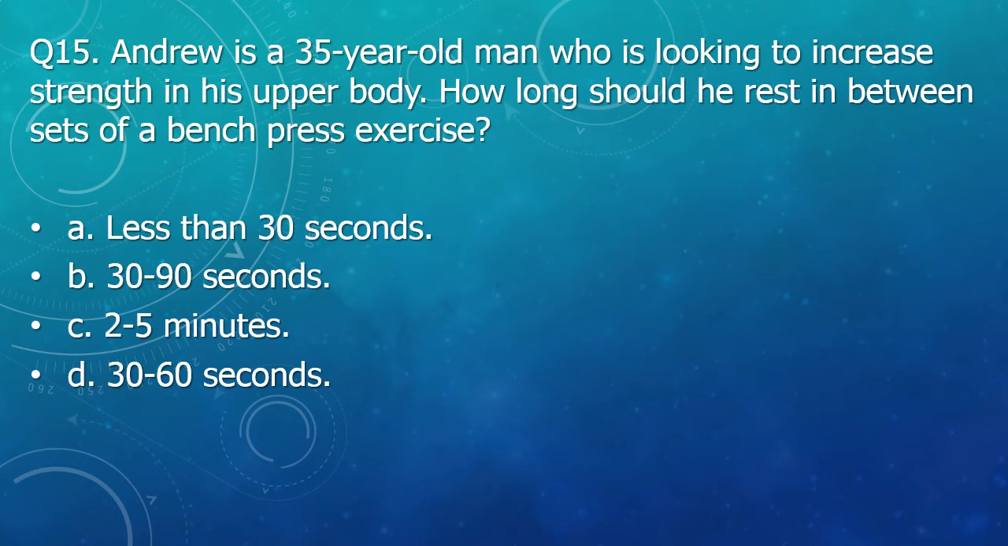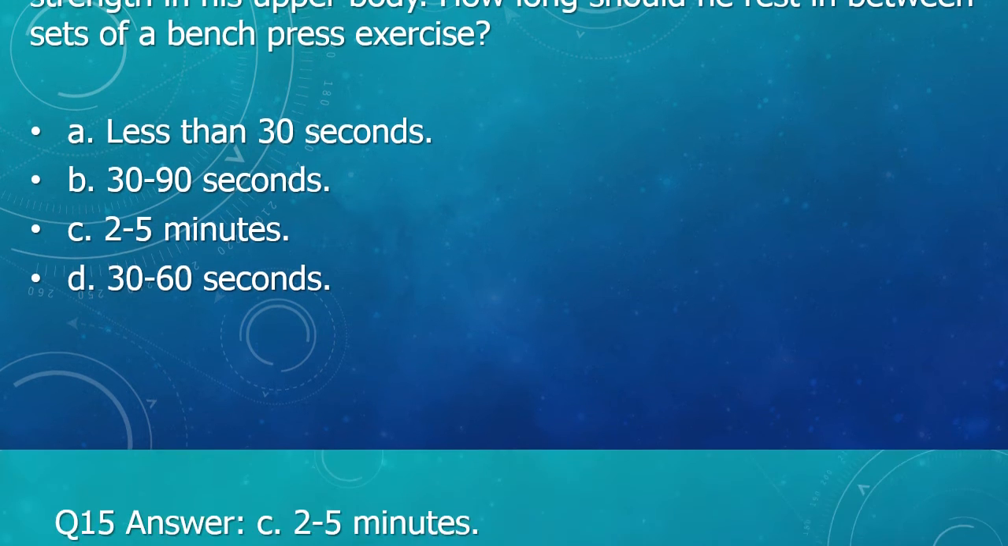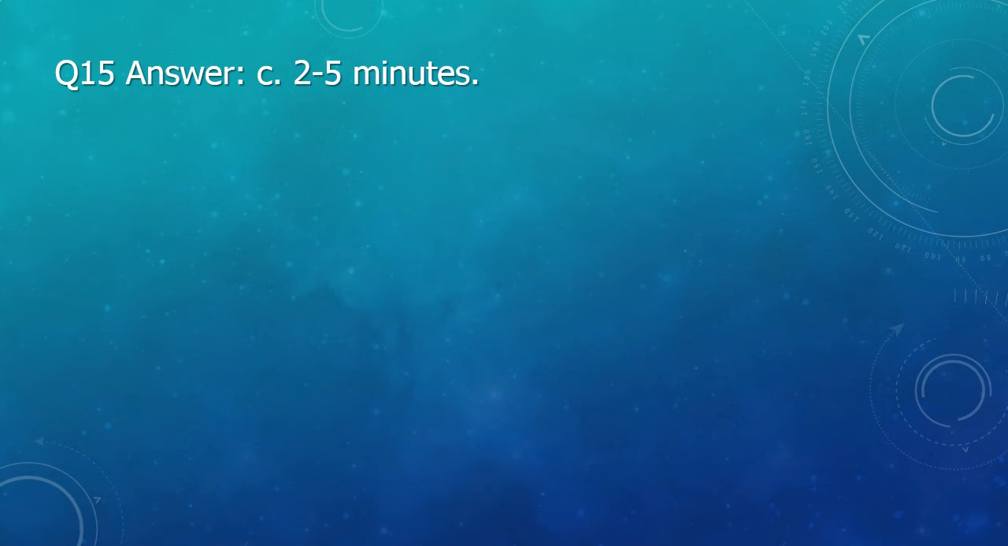Question 15. Andrew is a 35-year-old man who is looking to increase strength in his upper body. How long should he rest in between sets of a bench press exercise? A. Less than 30 seconds. B. 30-90 seconds. C. 2-5 minutes. D. 30-60 seconds. Question 15 answer, C. 2-5 minutes.